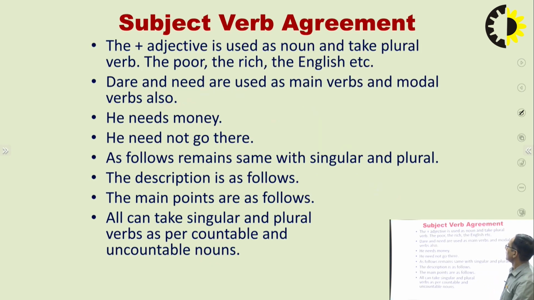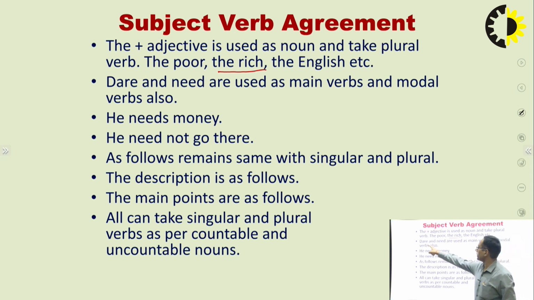The plus adjective is used as a noun and it takes a plural verb. The poor, the rich, the English. The poor are honest, the poor are hardworking, the rich are proud. Any sentence you can say. But rich is the adjective, poor is the adjective. Whenever we use "the", it becomes a common noun, right? So we use a plural verb.